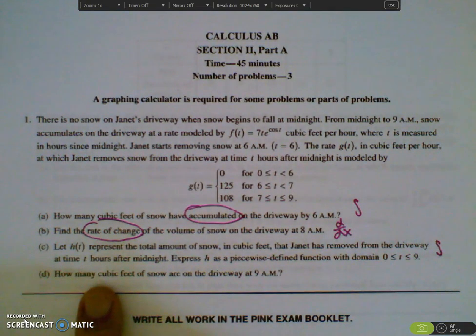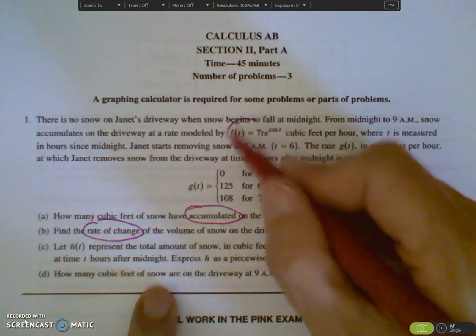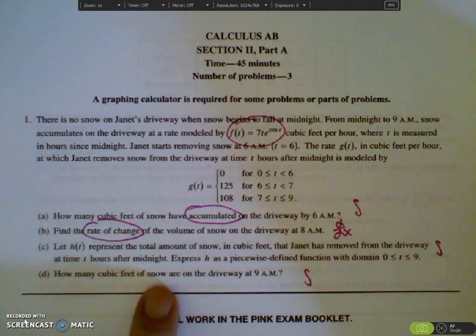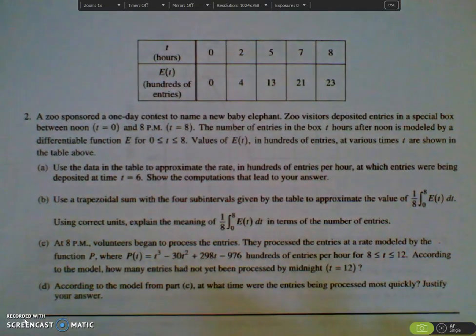And then finally, in part D, how many cubic feet of snow are on the driveway? Well, to determine the amount of snow on the driveway, you need to start off with your initial amount, which is 0 in this case, and then you're going to accumulate the snow on the driveway, so you'll use an integral, and then you'll have to subtract the amount that Janet has removed. Okay, on to our next question. We're going to move along pretty quickly here.